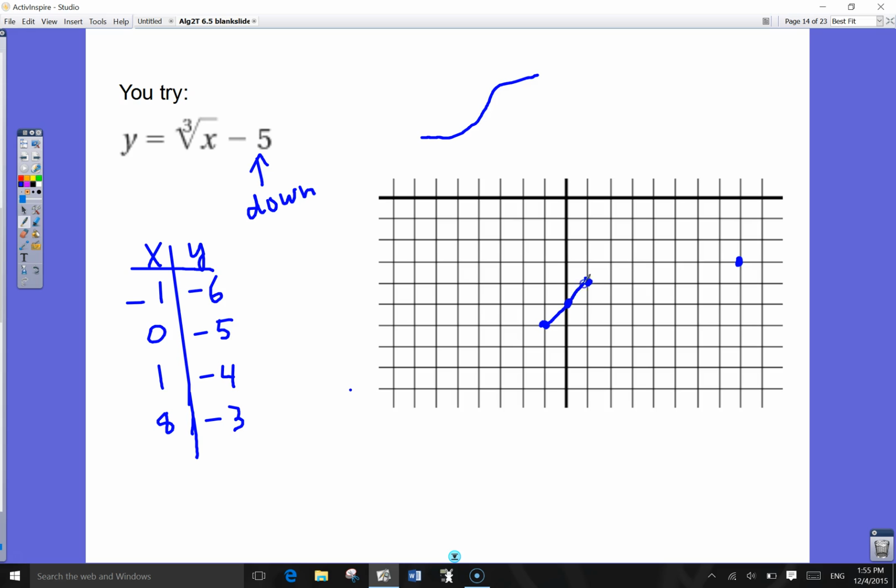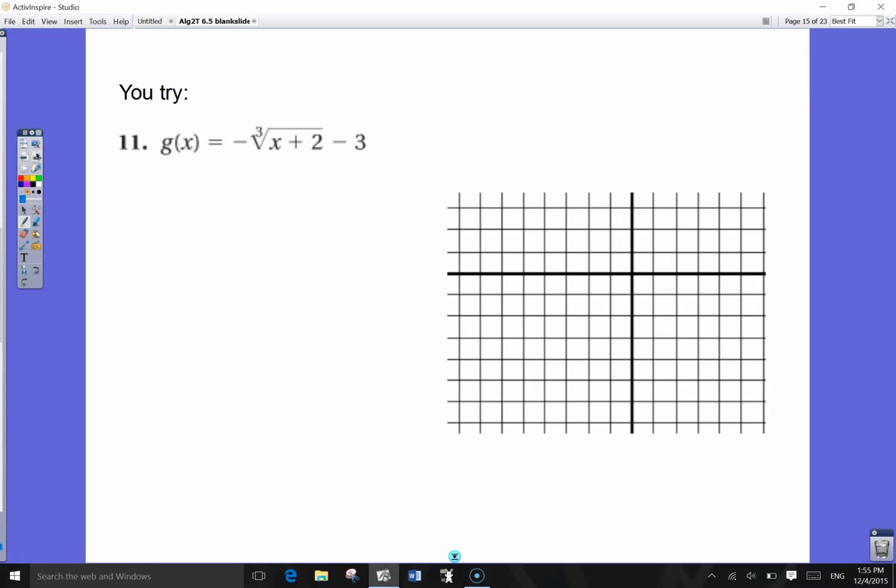So just doing that little piece right there, it looks something like that. And of course it's symmetric. It should look about the same on this side. There's your cube root function. Domain and range, all real numbers. Okay, one more time. Hit pause. When you're done, hit play.